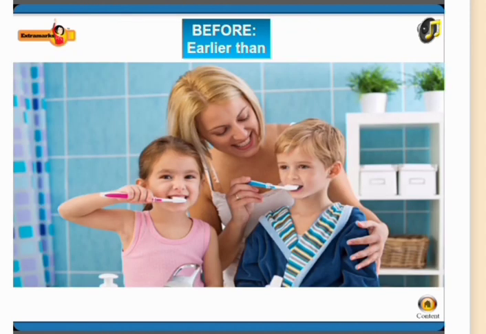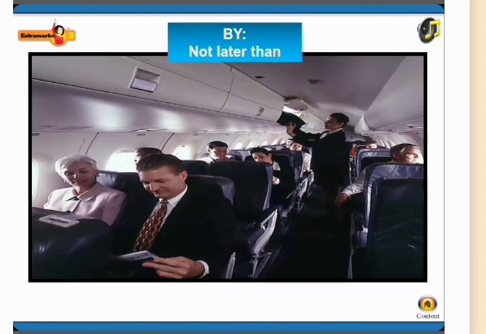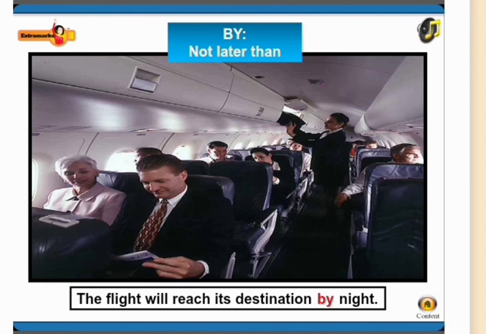The preposition before means earlier than. Here is an example of it used in a sentence. Brush your teeth before going to bed. The preposition by means not later than. For example, the flight will reach its destination by night.